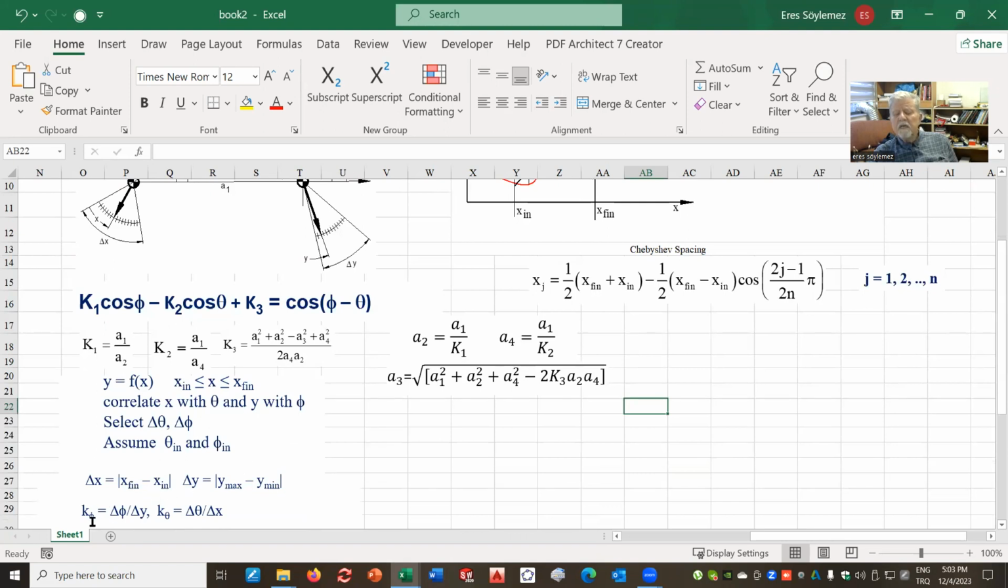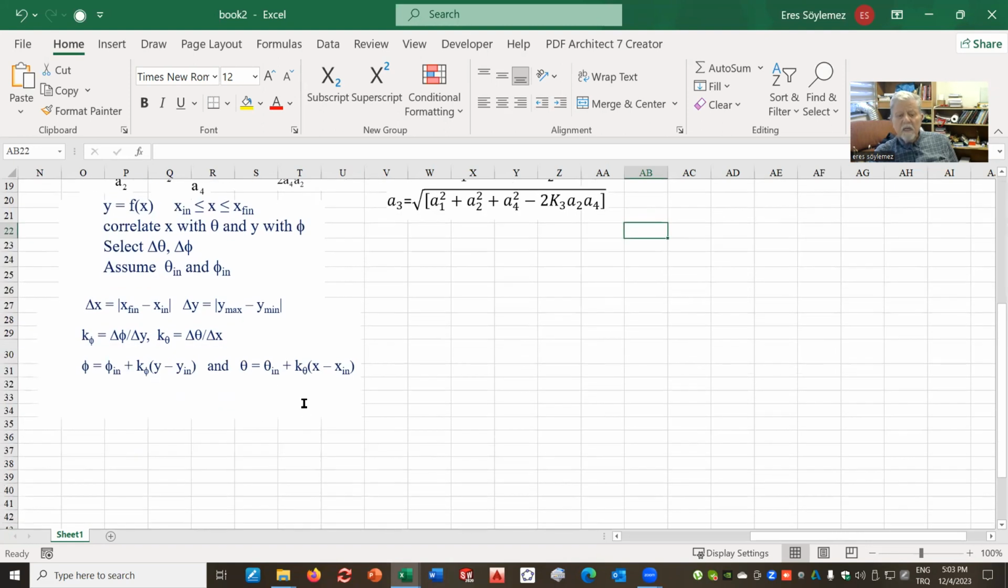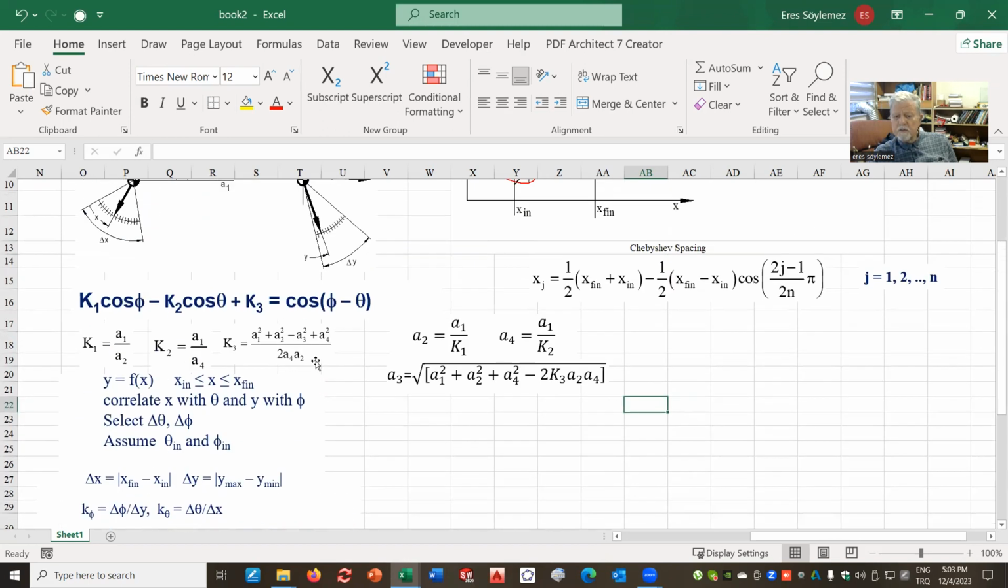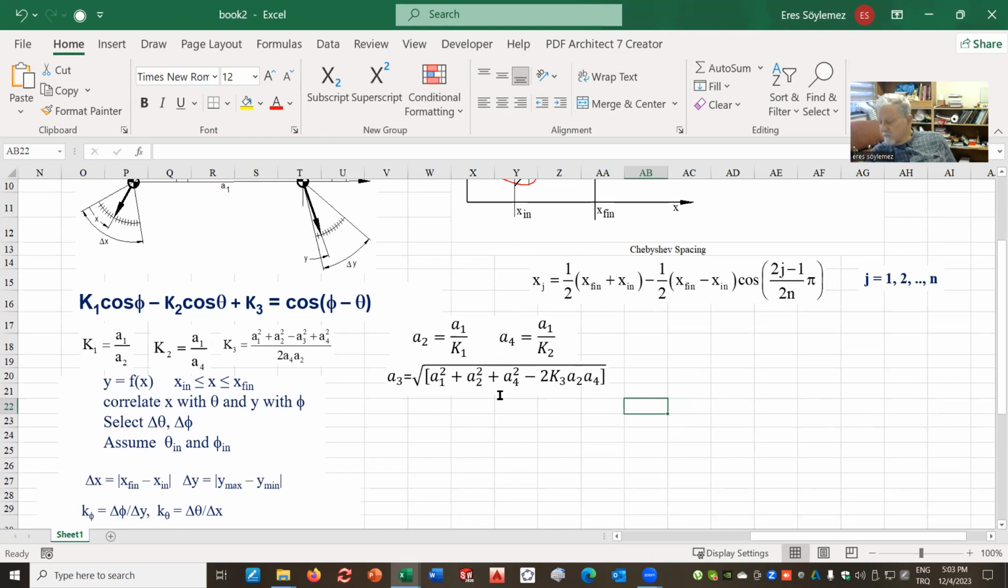In that case, once you define delta theta and delta phi, you can define what we call scale factors: k phi, k theta, delta phi by delta y, delta theta by delta x. And you will have a one-to-one relation between x and theta, y and phi, as shown. Notice theta initial and phi initial will also be arbitrary, so you may use these as design variables. In that case, you are going to end up with 5 design variables instead of 3 design variables, which are the link lengths.